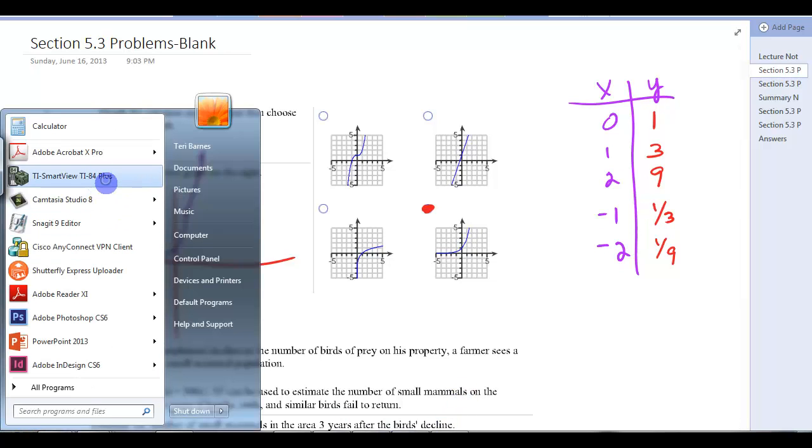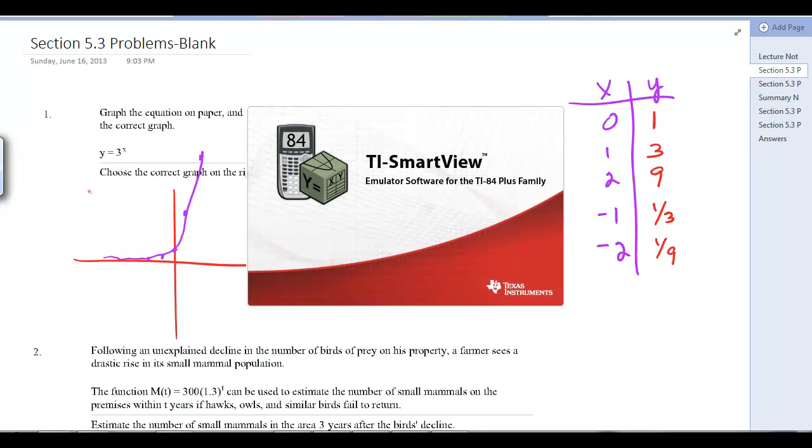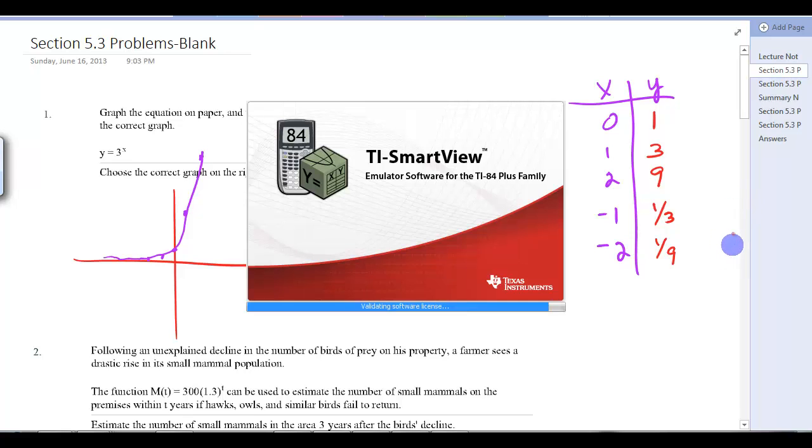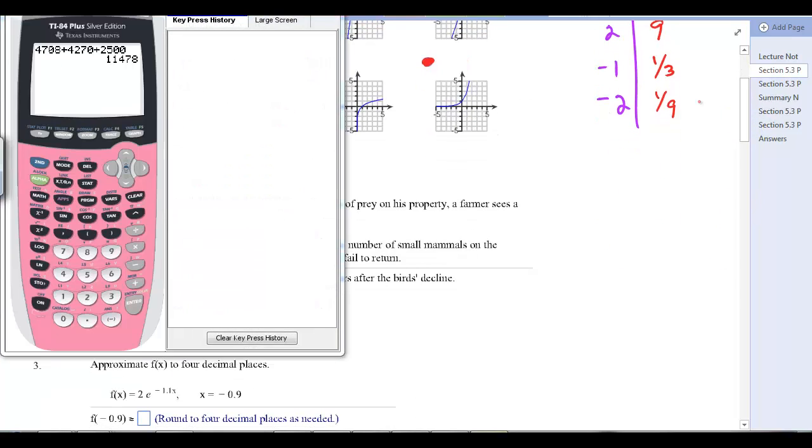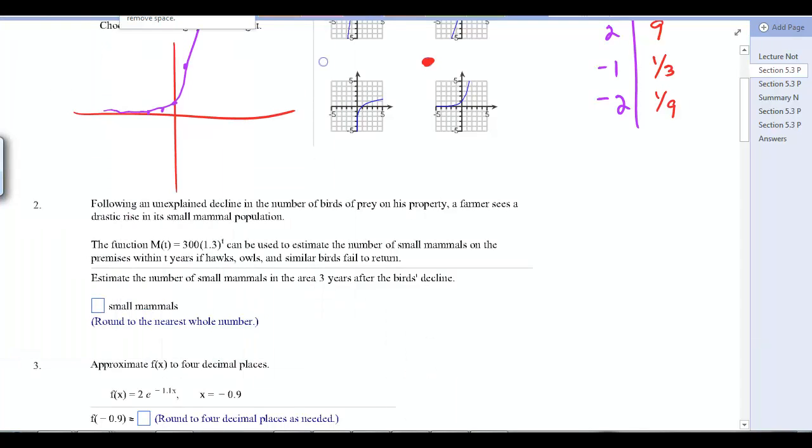I'm going to go ahead and open my calculator, even though we might not use it right this minute. All right, following an unexplained decline in the number of birds of prey on his property, a farmer sees a drastic rise in its small mammal population. The function m of t equals 300 times 1.3 to the t can be used to estimate the number of small mammals on the premises within t years if hawks, owls, and similar birds fail to return. So what that's saying is, if those birds of prey are not there, then how many animals are going to be around?